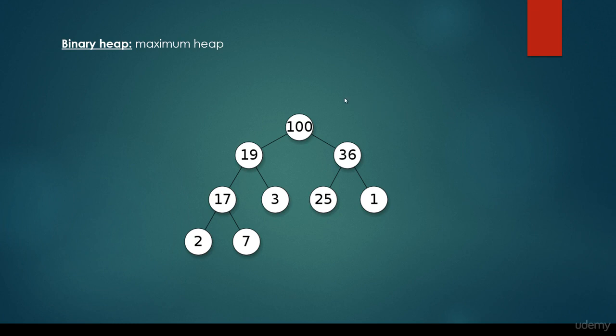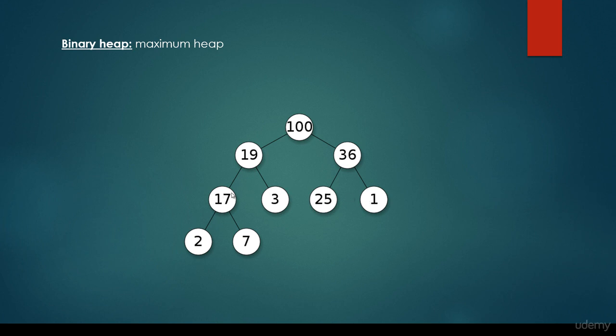Hi, in this video we are going to talk about maximum heaps. So we have been discussing that for a maximum heap, the greatest item is in the root node, and it is true for every single subtree, like this for example, or this, that the parent is greater than its children. As you can see, 19 is greater than 17 or 3, 36 is greater than 25 or 1.